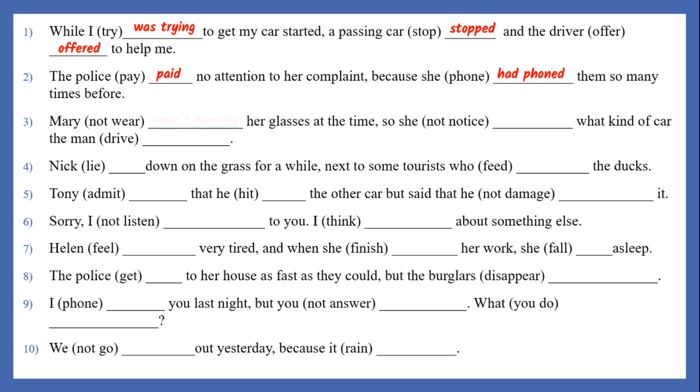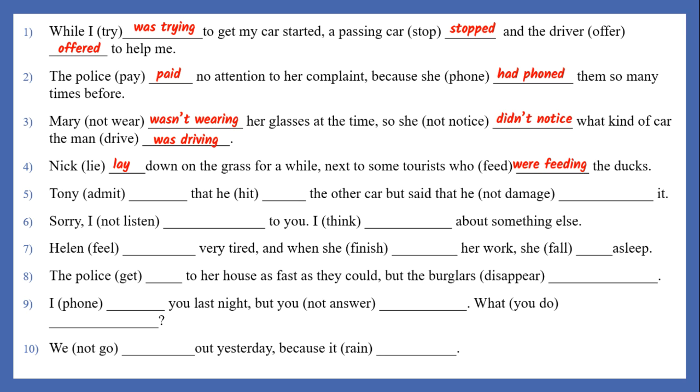Number 3. Mary wasn't wearing her glasses at the time, so she didn't notice what kind of car the man was driving. Wasn't wearing and wasn't driving are describing the background of the event, and didn't notice is your main event. Number 4. Nick lay down on the grass, your main event. Lay is the past form of lie. Nick lay down on the grass for a while next to some tourists who were feeding the ducks. This is what is going on in the background.